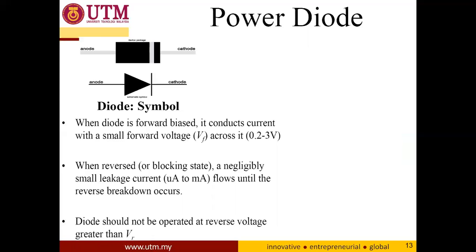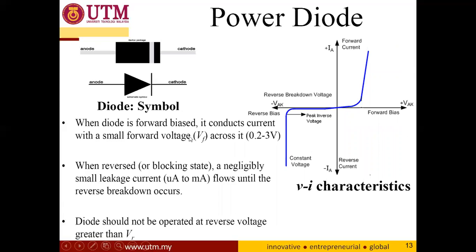So this is the symbol of the power diode. We have anode and cathode, so we have only two terminals. Okay. So to turn on, we need the circuit to be forward biased. To turn off, we need the circuit to be reverse biased. When it is forward biased, it will have some voltage drop across it, around 0.2 to 3 volts.